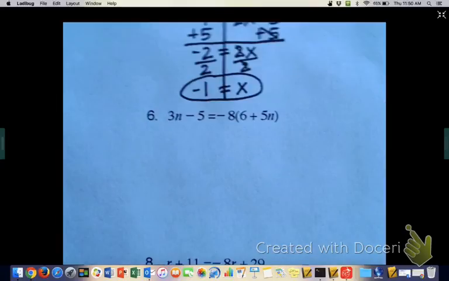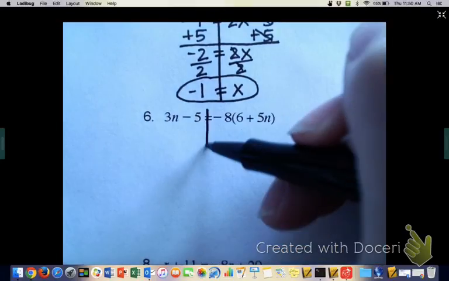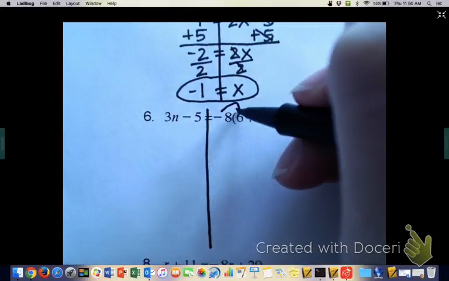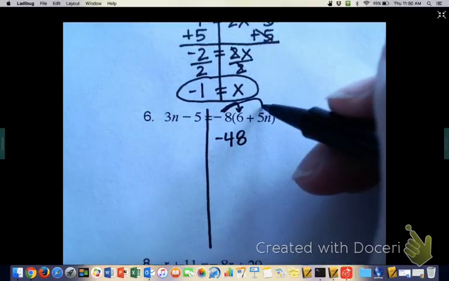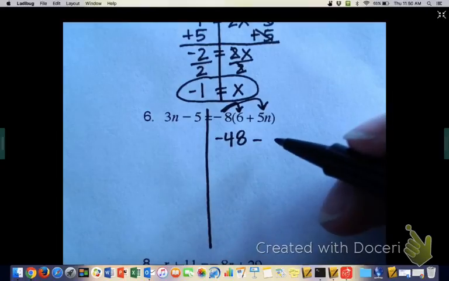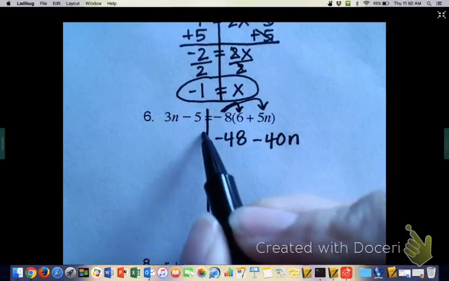Okay, number 6. I think my cold's getting worse. All right, line down the equals. We have distribution, so you have to do that first. Negative 8 times 6 is negative 48. Negative 8 times positive 5n is negative, so put minus because that's your negative, 40n. All right, on the other side, let's just bring everything down.